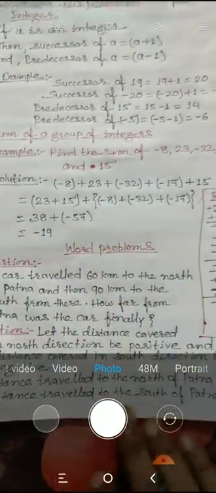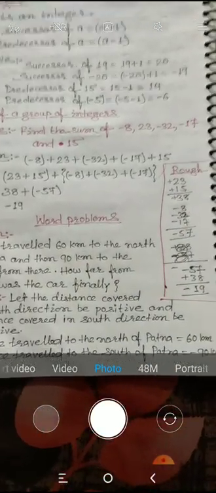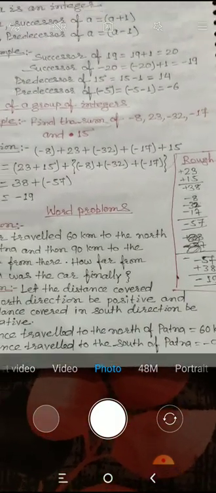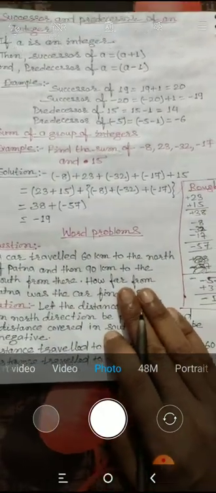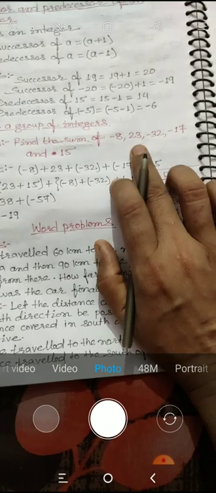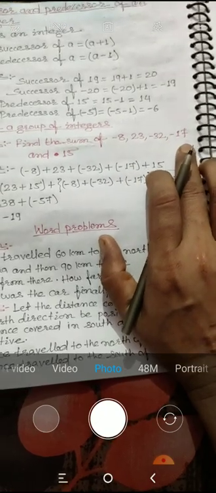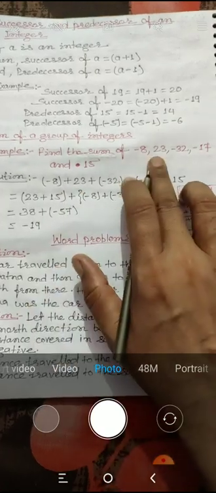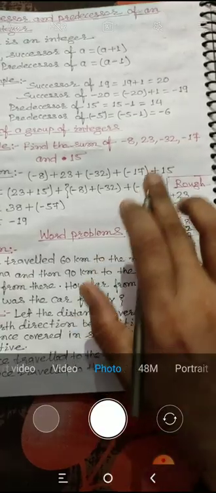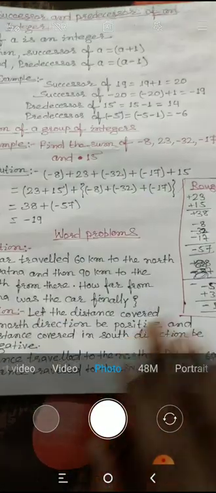Dear students, now I am going to explain the sum of a group of integers. If more than 2 integers are given, how will you find the sum? Here is one example. Find the sum of minus 8, 23, minus 32, minus 17 and 15. First you will write: minus 8 plus 23 plus minus 32 plus minus 17 plus 15.